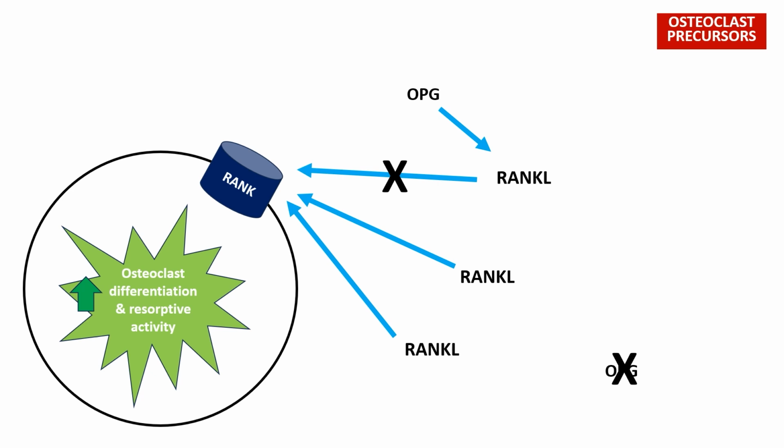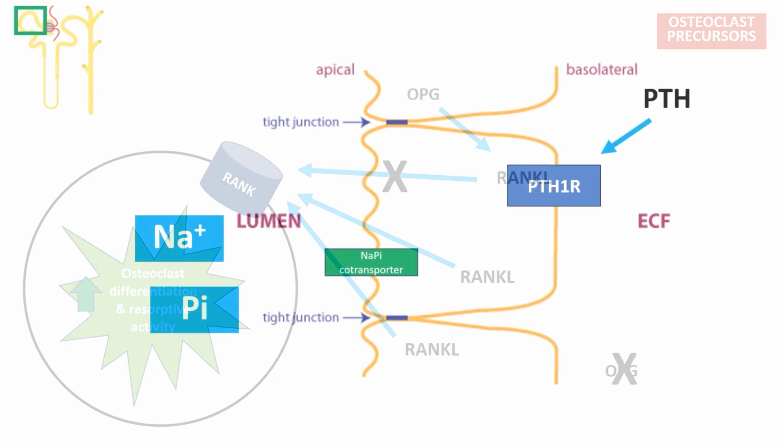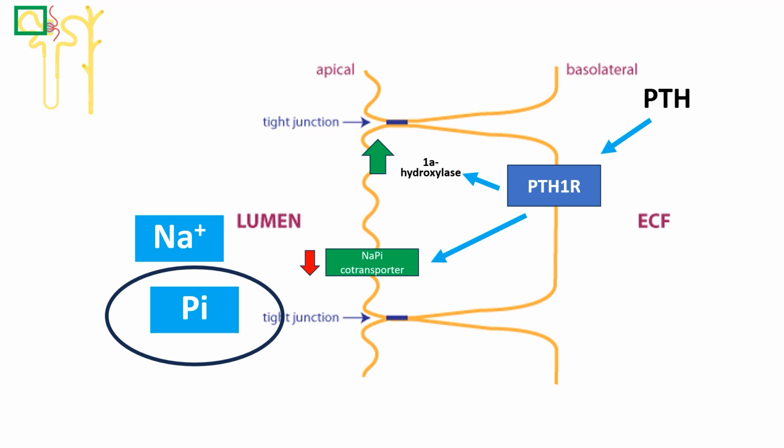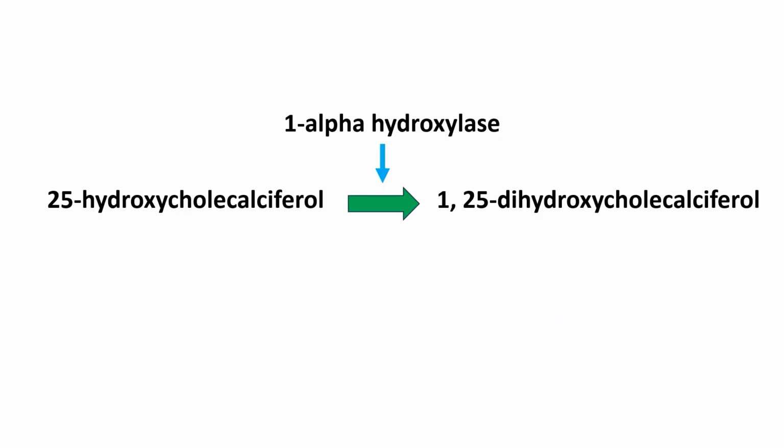In the kidney, at the proximal convoluted tubule, PTH binds to the basolateral PTH1 receptor, a Gs G-protein coupled receptor, resulting in the downregulation of sodium phosphate cotransporter. This leads to decreased reuptake and increased excretion of phosphate ions. It also results in upregulation of mitochondrial 1-alpha hydroxylase, which catalyzes the hydroxylation of 25-hydroxycholecalciferol in the 1-alpha position.